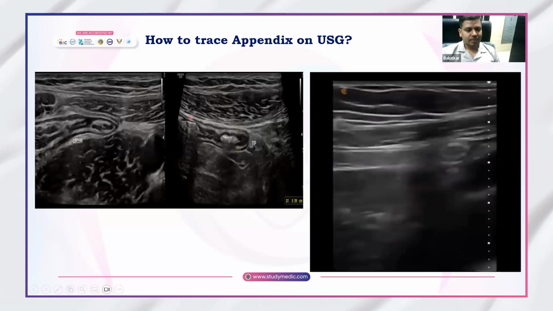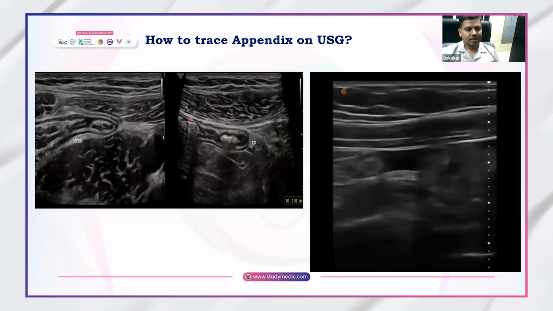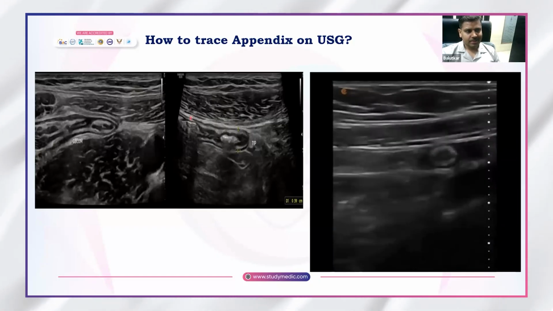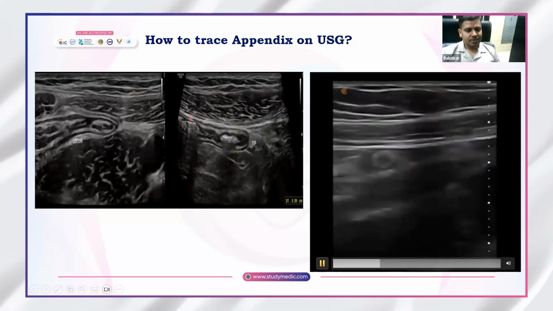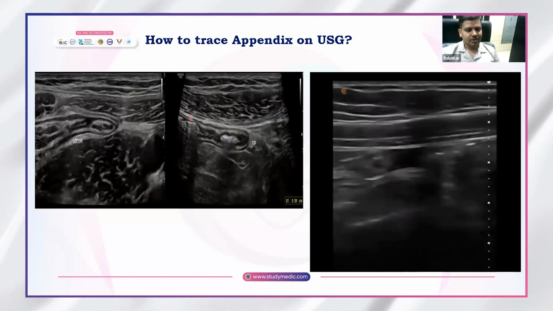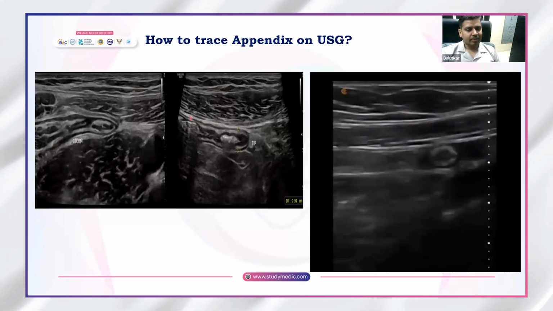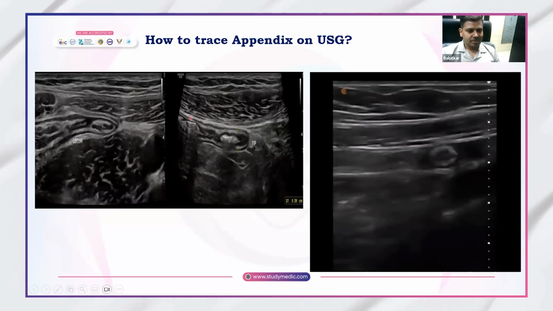So for examination of the appendix, we have to look for the cecum. We need to trace the cecum up to the IC junction, and then we need to localize the appendix, because the tip of the appendix has a variable position. As we can see in this video, the appendix is seen as a tubular structure with the gut signature. It will be blind ending. Even when you trace it in its entire course, it will be a blind ending structure. And the various layers of the gut can be seen as submucosa, mucosa, and the serosal surface.